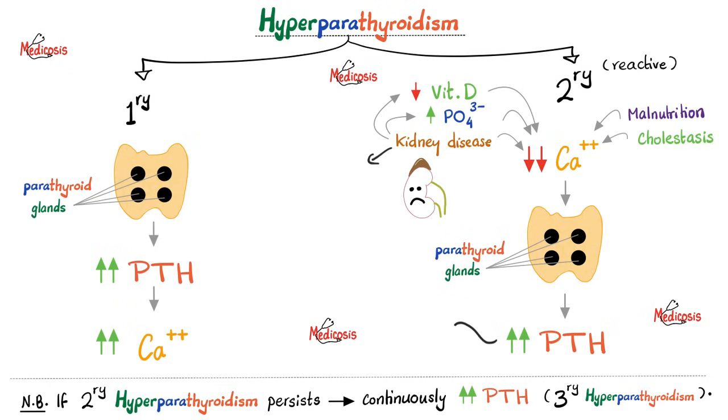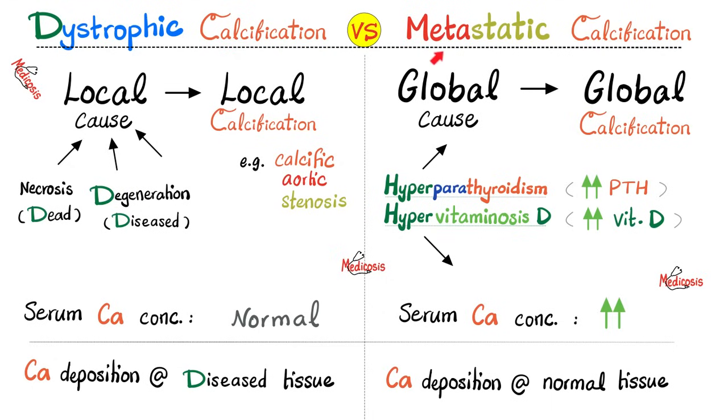As this happens, the excessive PTH will raise the calcium and raise the calcium and raise the calcium, and at the end of the day, you end up with metastatic calcification. Dystrophic calcification versus metastatic calcification. A local cause leading to local calcification versus a global systemic cause leading to a systemic calcification.